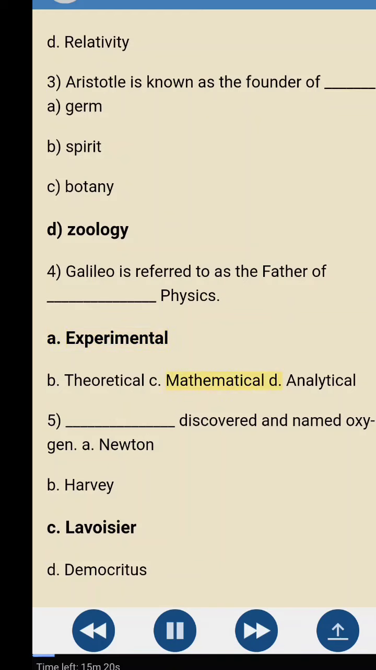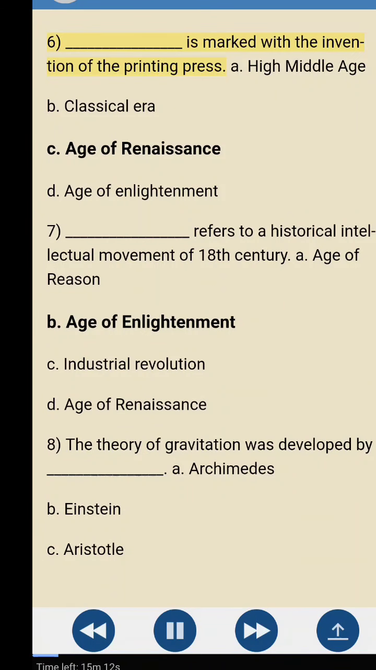C. Mathematical. D. Analytical. 5. Blank discovered and named oxygen. A. Newton. B. Harvey. C. Lavoisier. D. Democritus. 6. Blank is marked with the invention of the printing press. A. High Middle Age. B. Classical Era. C. Age of Renaissance.